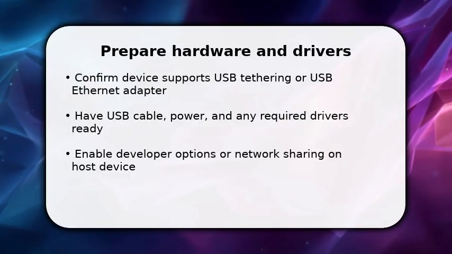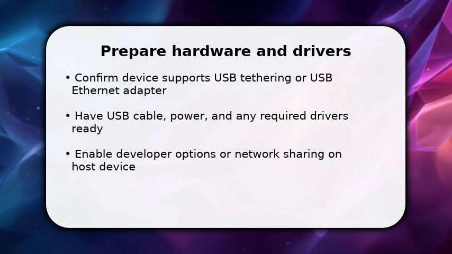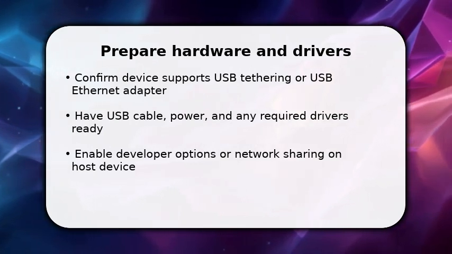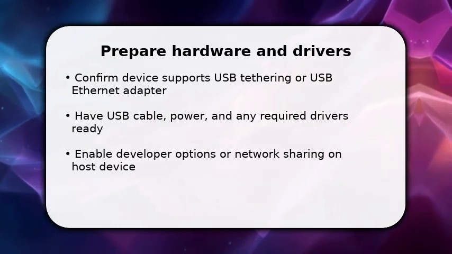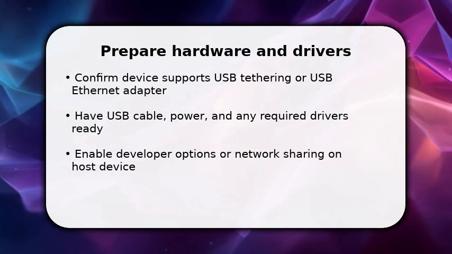You start by verifying hardware compatibility and preparing drivers. Plug the USB cable between the internet source and your target device. Once done, unlock settings on both devices and allow any permission prompts.